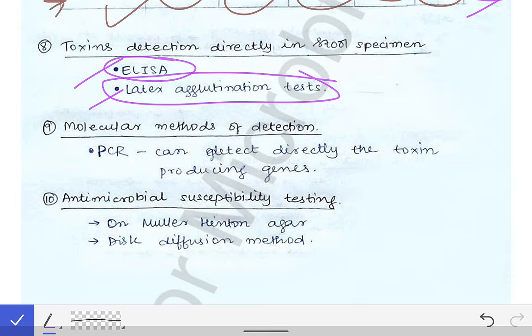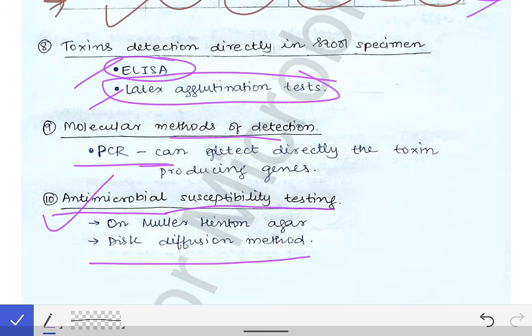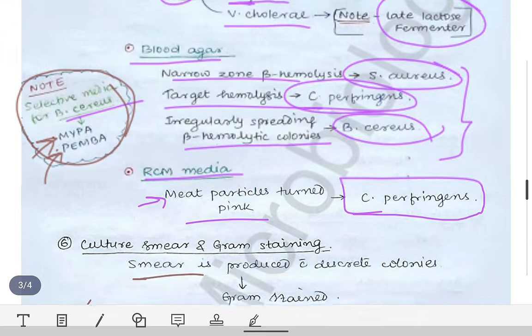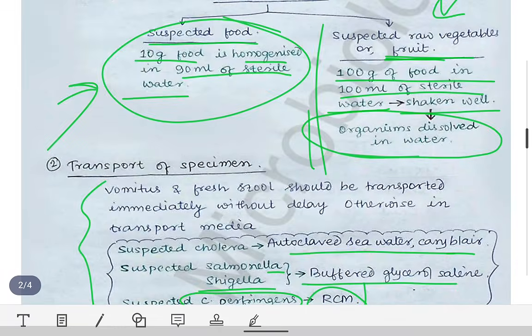Then we have molecular methods, of course. With the molecular methods, we will directly detect the genes which are producing those toxins, and once we detect the genes, the organism will itself be demonstrated. Okay, so PCR can be used for detecting the genes which are producing those toxins. Other than that, after all that, we have antimicrobial susceptibility testing. With this we will get to know the best antimicrobial for that particular type of food poisoning. So this is the whole sequence in which we have to diagnose a case of food poisoning if it is presenting to an emergency.